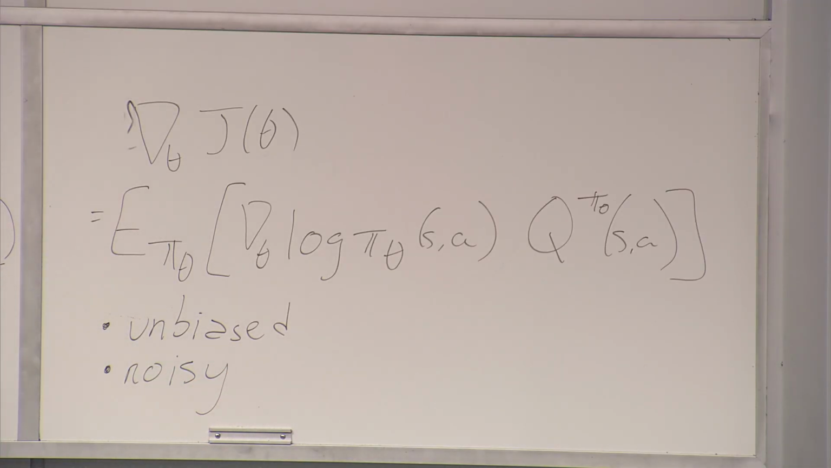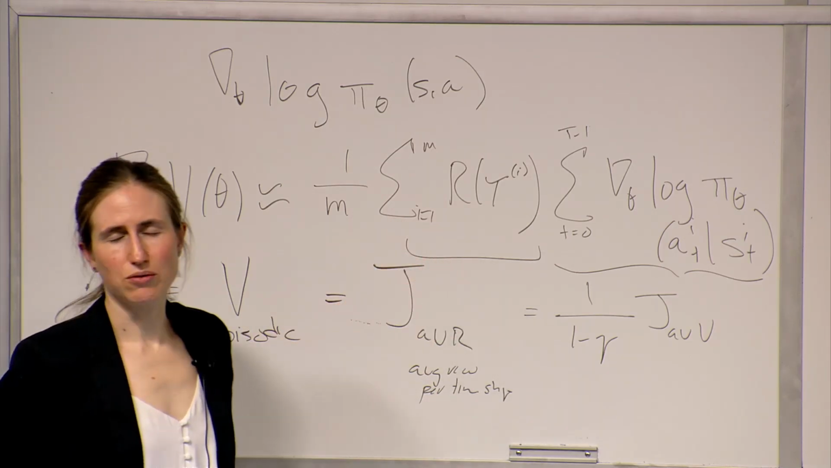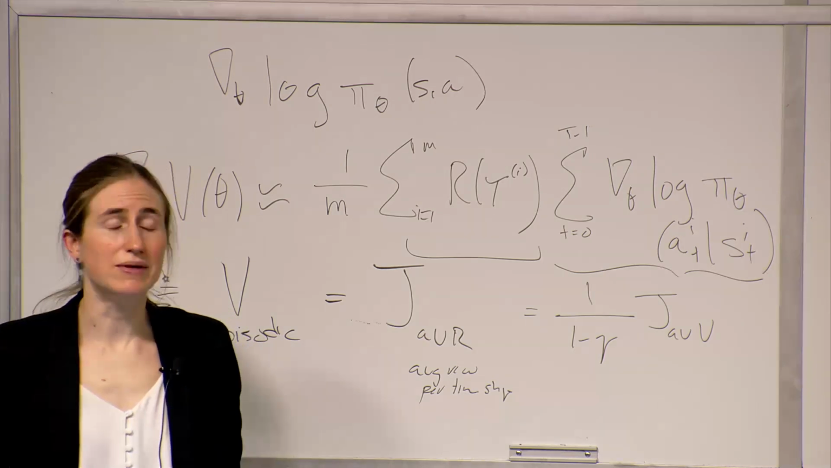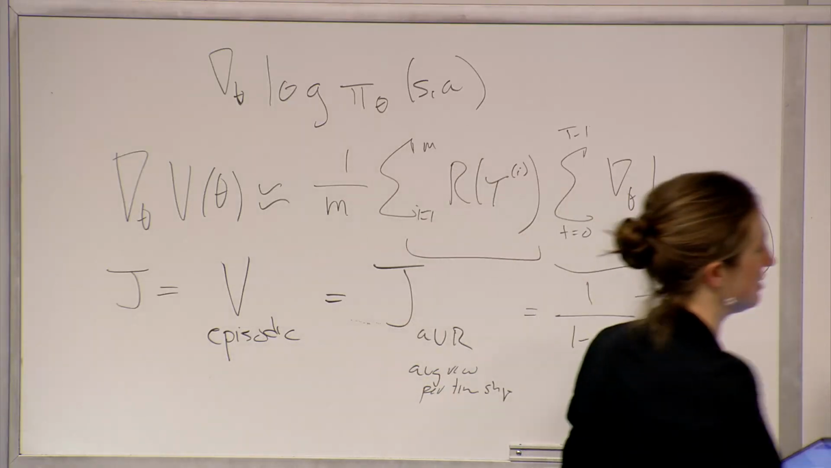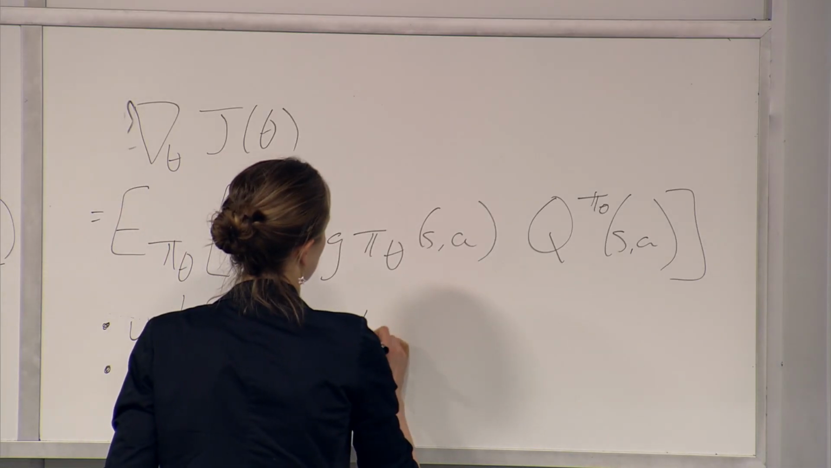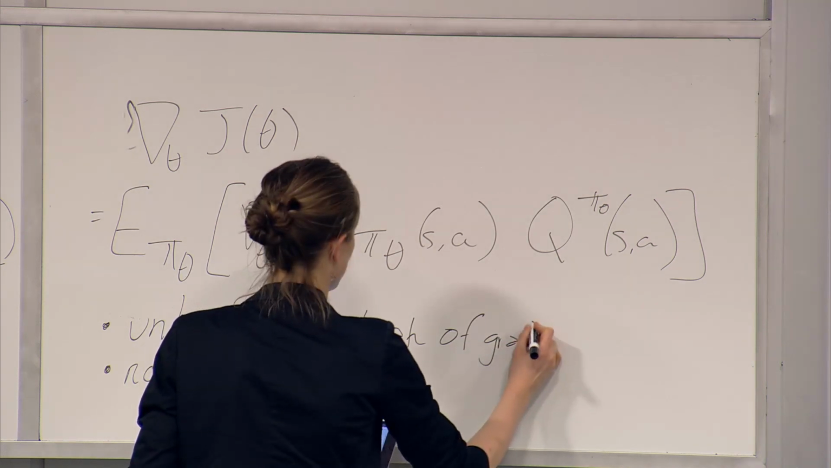If you think about what we saw before for things like Monte Carlo methods, it should look vaguely familiar, same sort of spirit. We're just running out our policy and getting the sum of rewards, just like in Monte Carlo estimates. So it's an unbiased estimate of the gradient, but noisy.